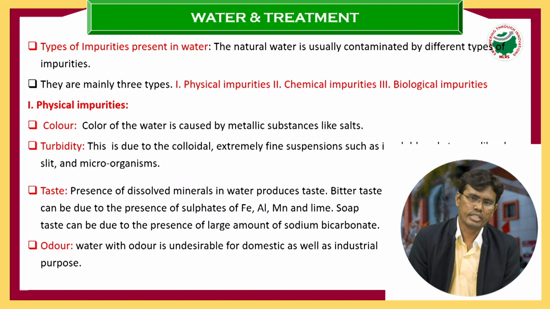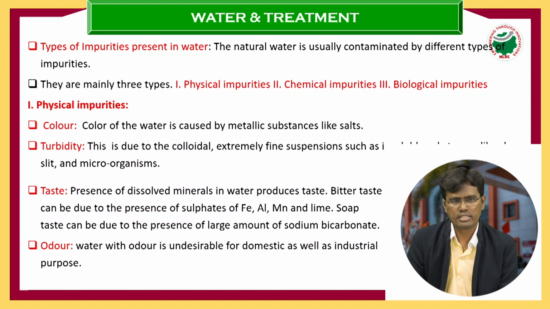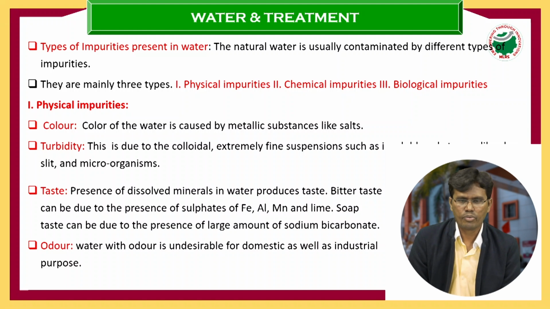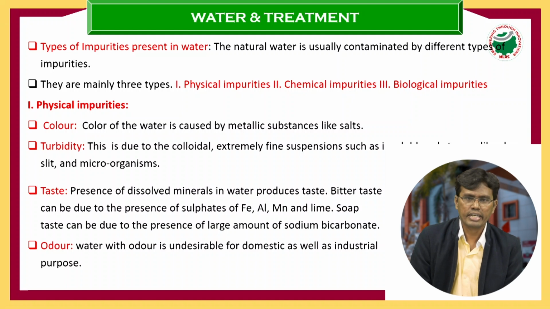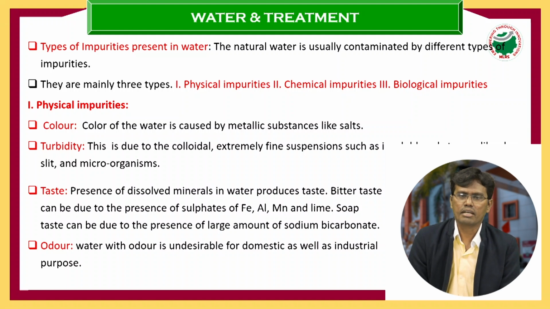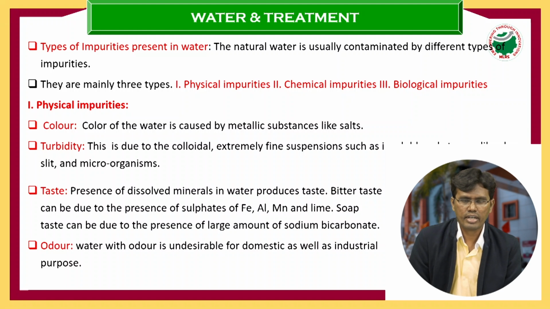So what are the impurities? Generally, the impurities are classified into 3 types. Number 1, physical impurities, chemical impurities, and biological impurities. Now coming to physical impurities. When we observe the water for drinking purpose or other applications, maybe industrial or agricultural, if color, turbidity, taste, or odor is present, that may not be useful for drinking purpose.